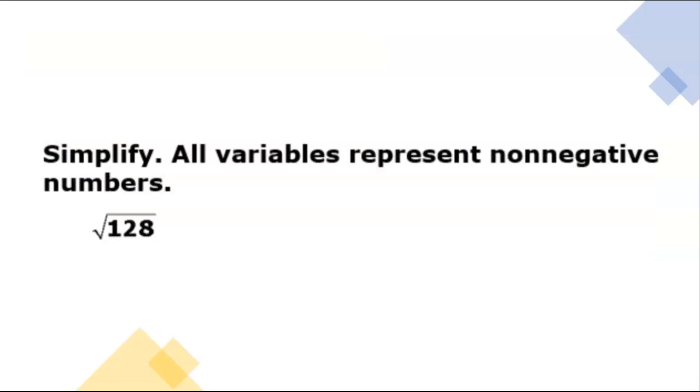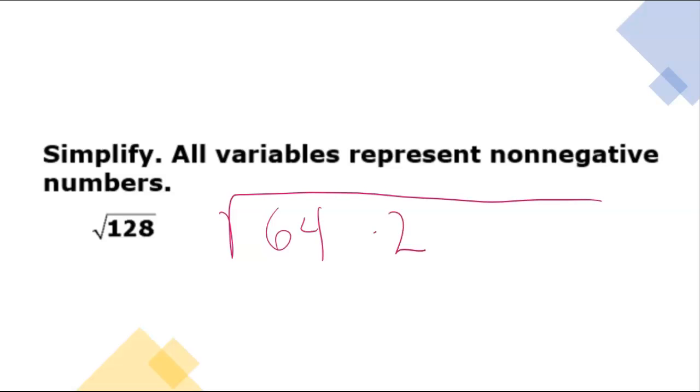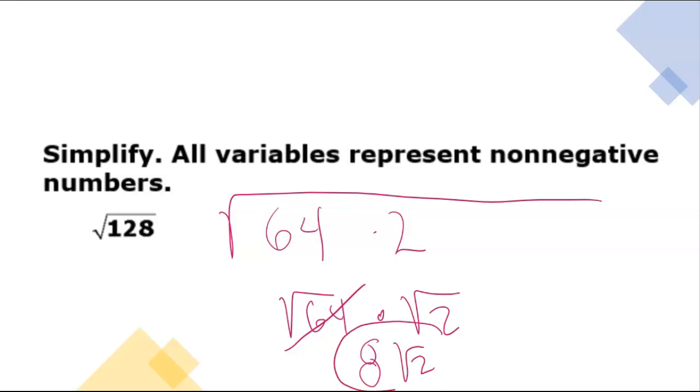Okay, so if we're going to do that here, let's factor 128. This could be the square root of, we could say 64 times 2, right? So we got the square root of 64 times the square root of 2. What's the square root of 64? 8. It's the same as 8 square root of 2.